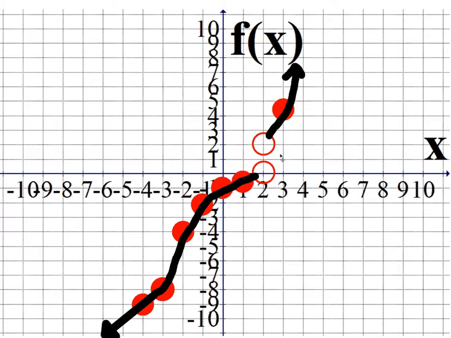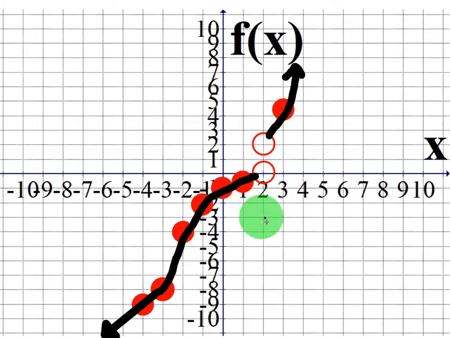However, there is a hole at (2, 2), and then there's a solid point at (3, 4.5), and I know it's going to be U-shaped, so I'm just going to draw a curve going up that way. Notice they are disjointed here. They don't connect, and that's fine. My middle piece stopped at (2, 0), and my new piece started at (2, 2), and they're both holes, so what that means is this is not a continuous function. It breaks at 2, and that's fine.